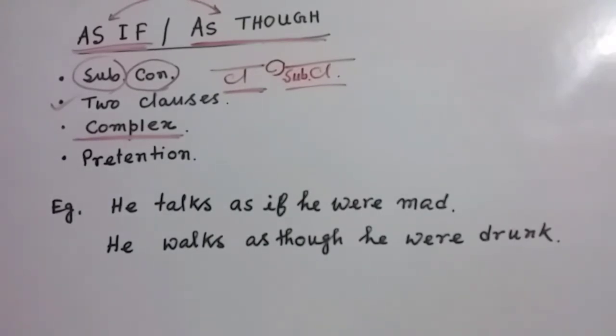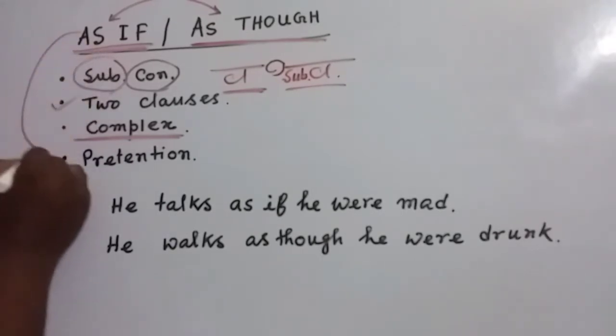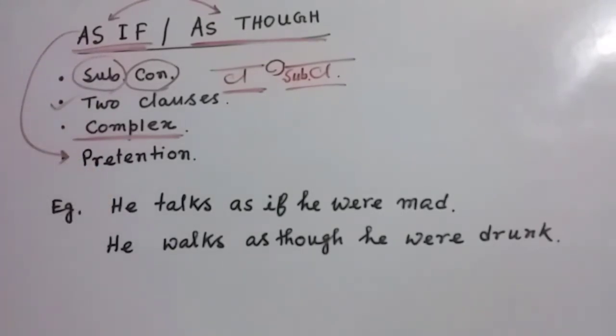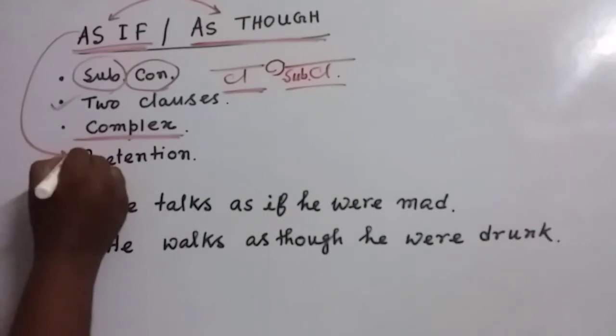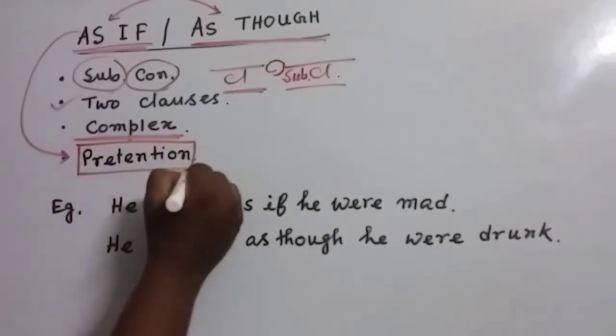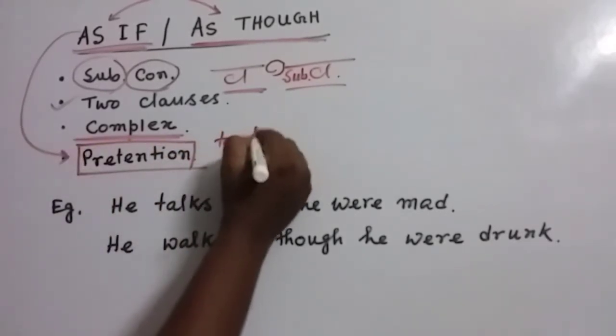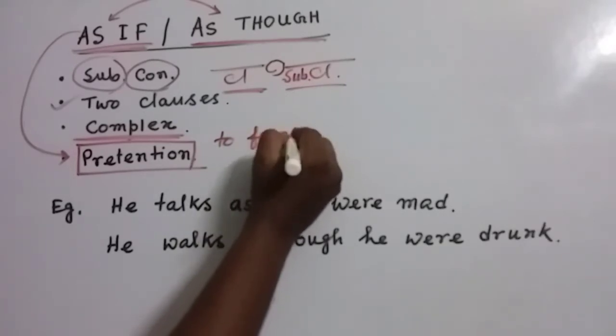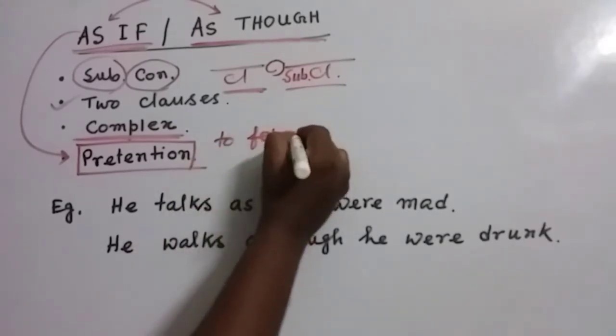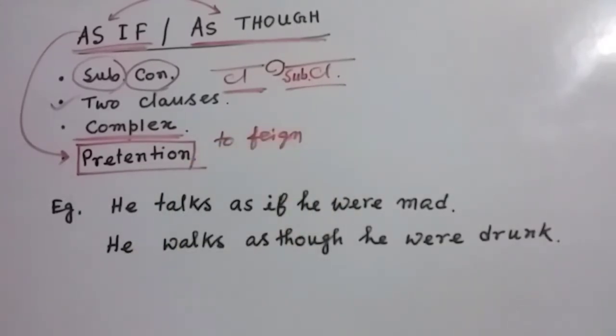Now, my dear friends, if we think about the meaning of as if, it is pretension. Now, what is pretension? Pretension means you can say to feign, or showing something as true, but in fact it is not true.